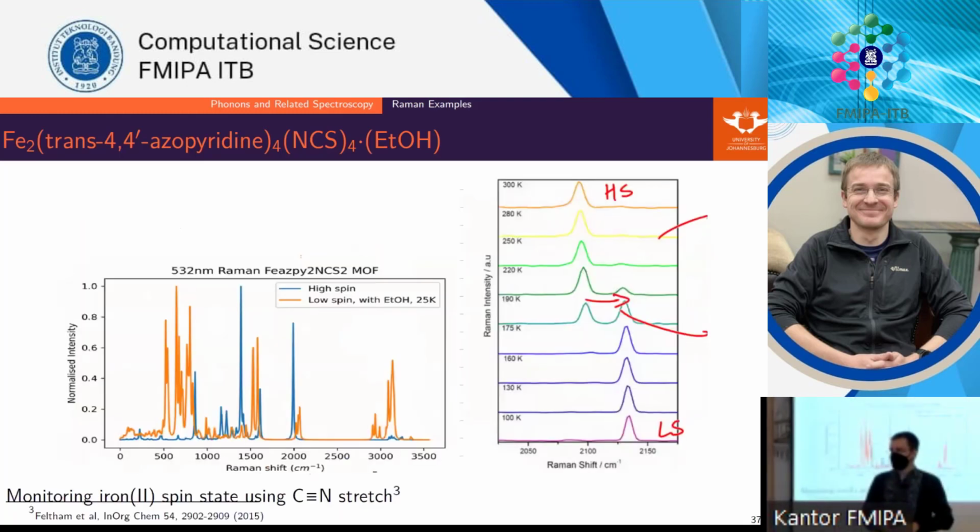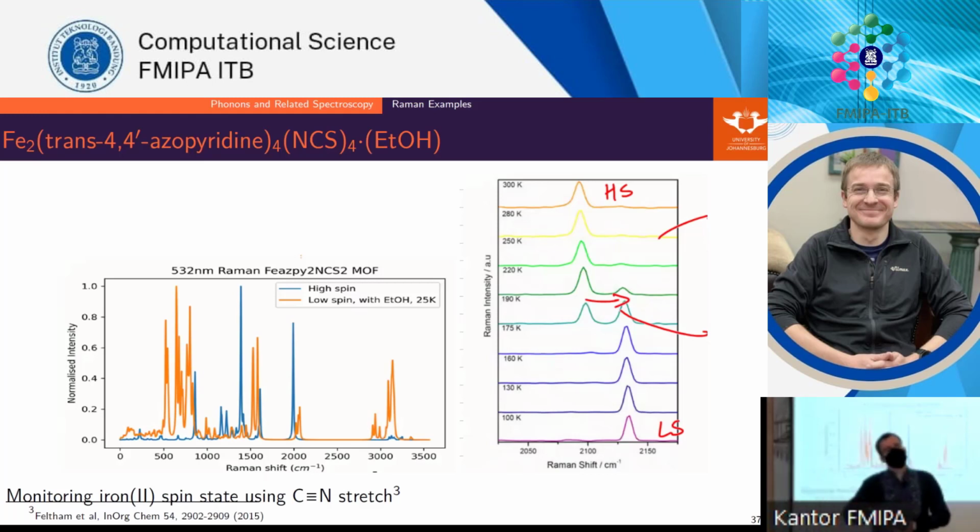Okay, we found a paper about a different material. But there it says, as you see on the right, it's also a material with a high spin and a low spin phase. And these phases are measured at different temperatures. They measure the Raman spectrum of the CN triple bond in their material. And if you go from the high spin phase to the low spin phase, this frequency shifts by about 50 reciprocal centimeters.